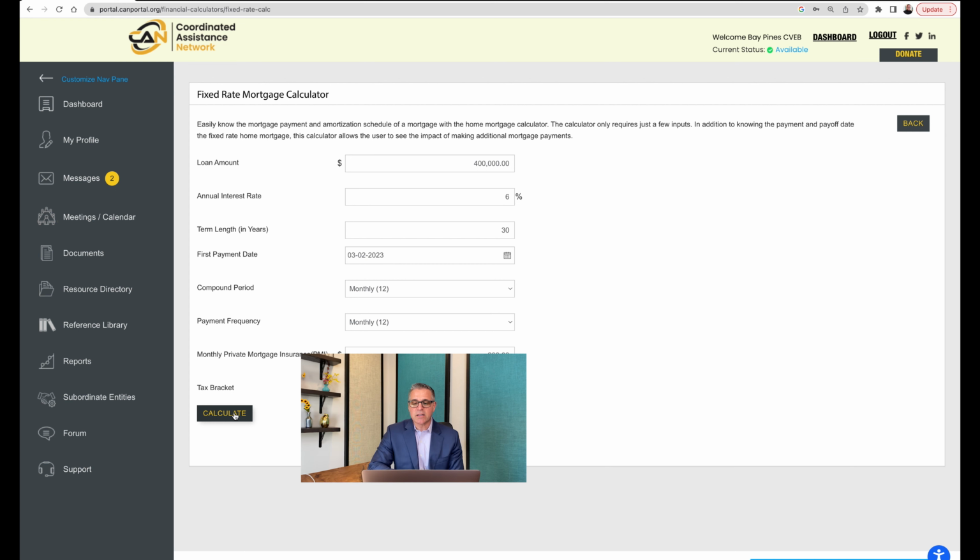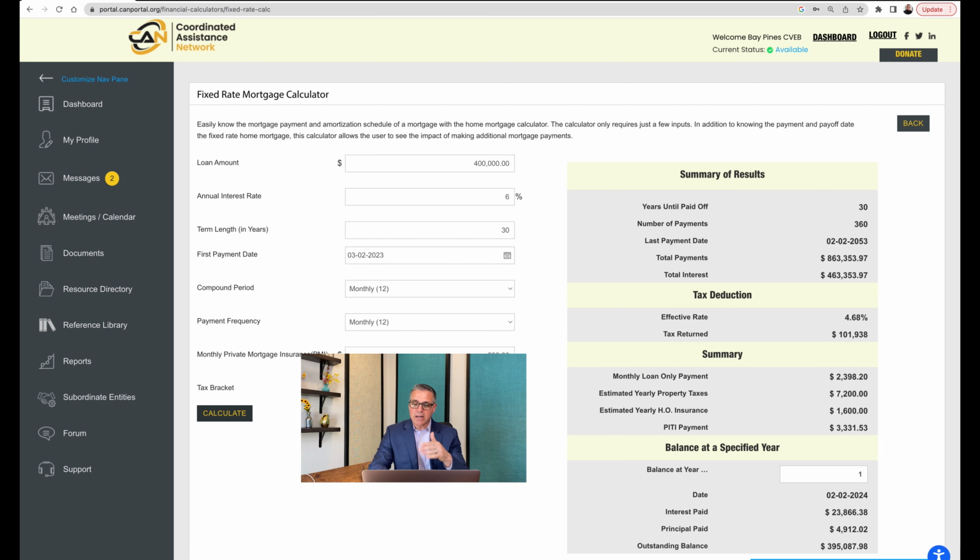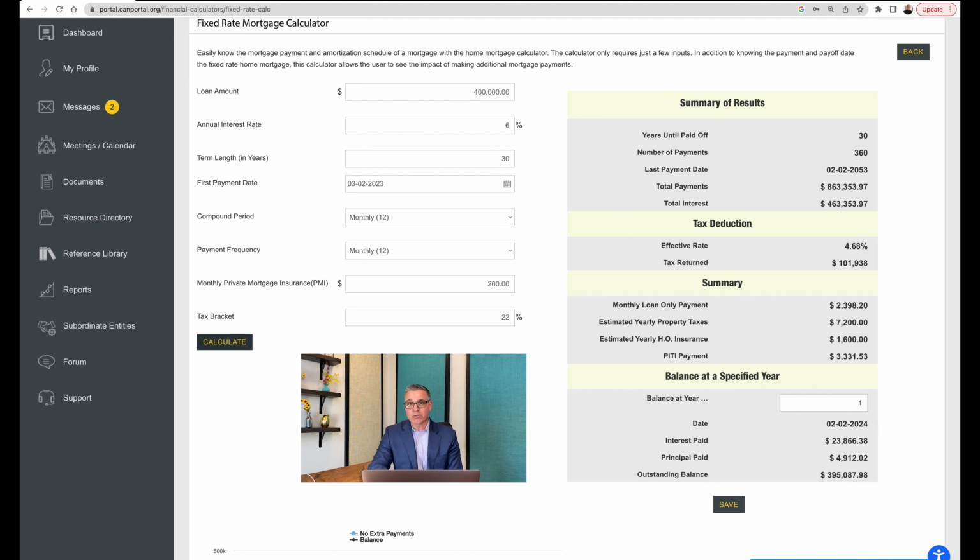We hit calculate, and it'll give you a summary very nicely laid out over on the right hand side of your screen, where you're going to see how many years until the mortgage is paid off. It shows you how many payments you're going to make and at what dollar amount. So as you can see, total payments are $863,000. The total interest that you paid over that 30-year period of time would be $463,000. A lot of times people are shocked when they see how much interest actually gets accrued or paid during the course of a mortgage.